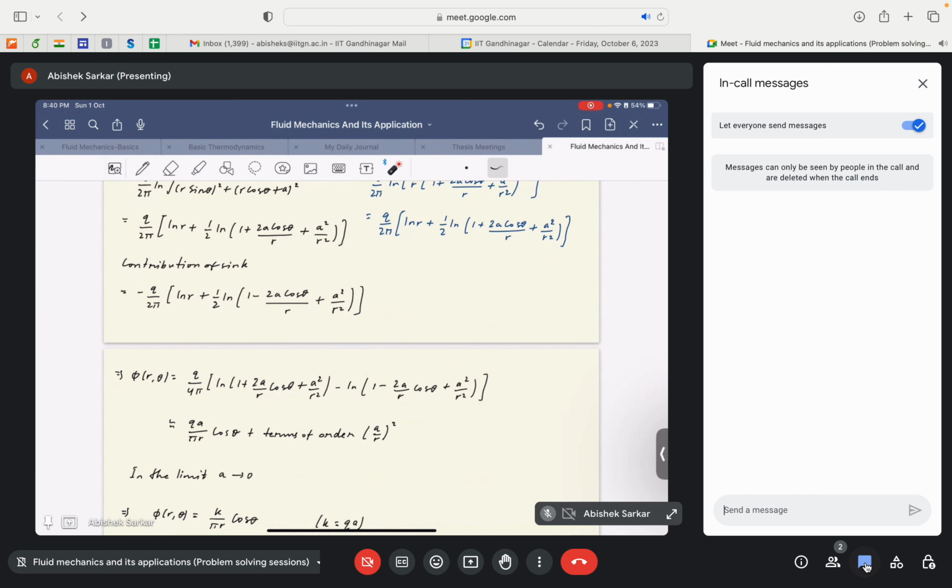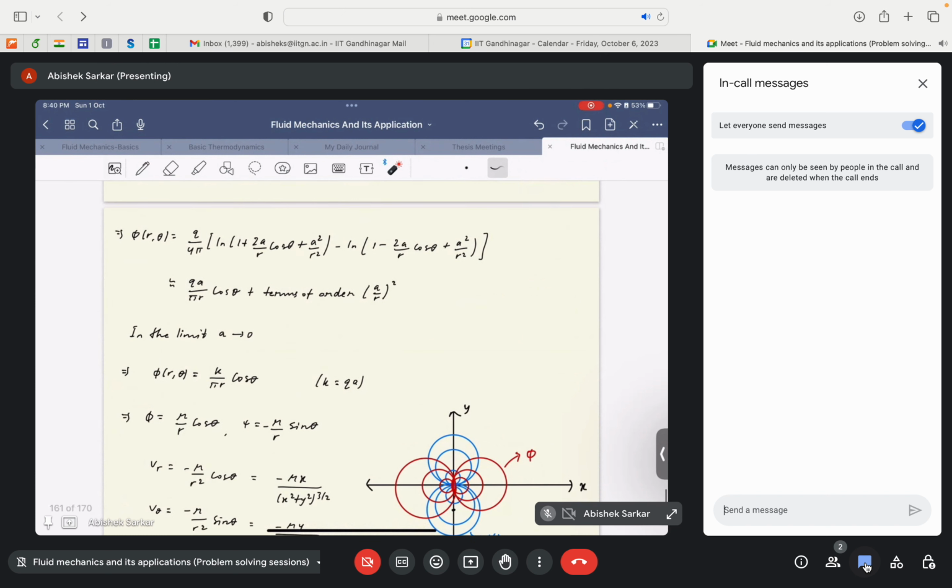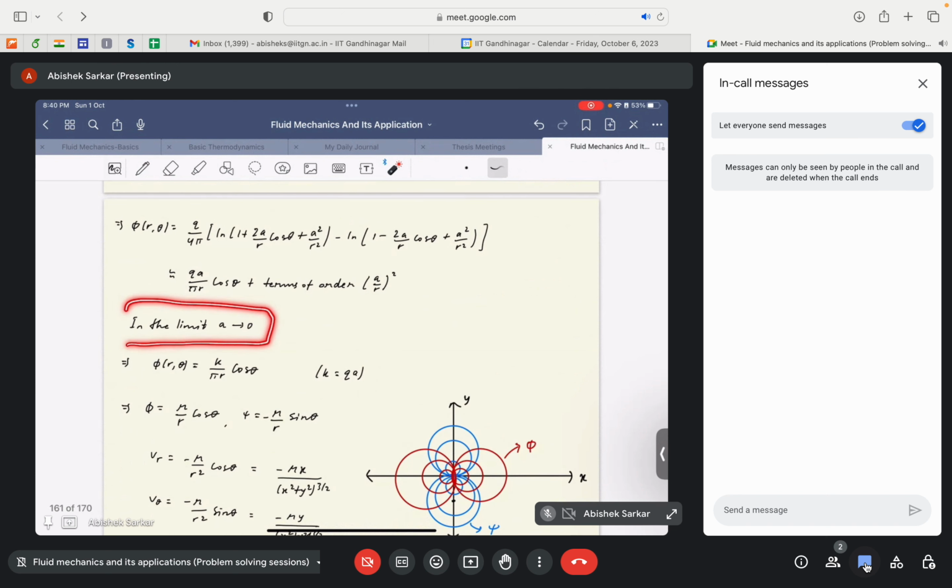And now if we take the assumption that a tends to 0, we get that this is equal to q a by pi r cos theta plus terms of the order a squared by r squared, and if a tends to 0, then this term will go to 0. So phi is now almost equal to q a by pi r cos theta, in the limit a tends to 0. Then we can represent phi as k by pi r cos theta, where k is equal to q into a.